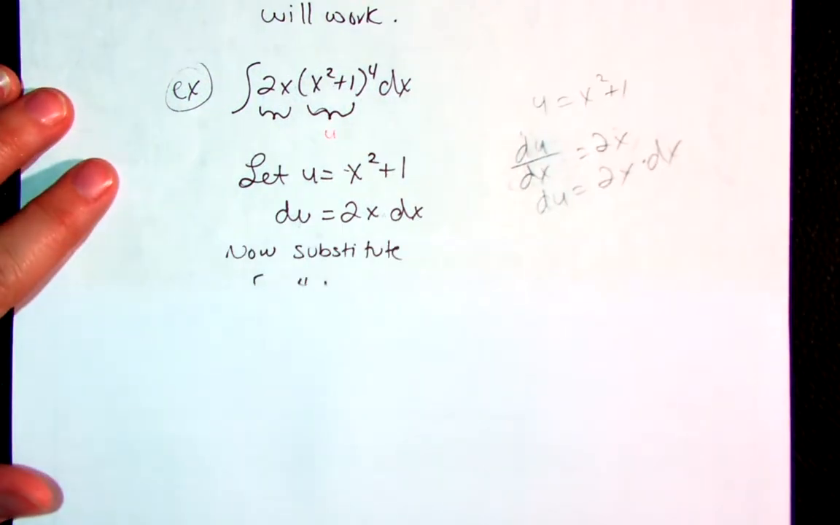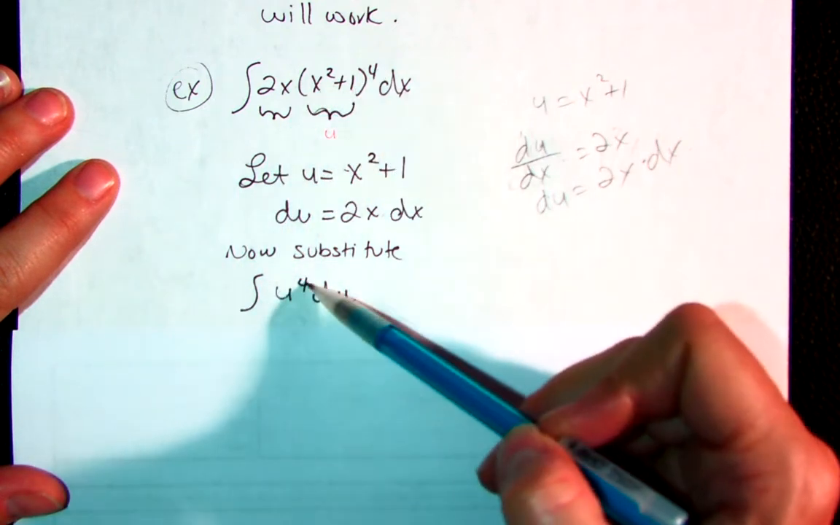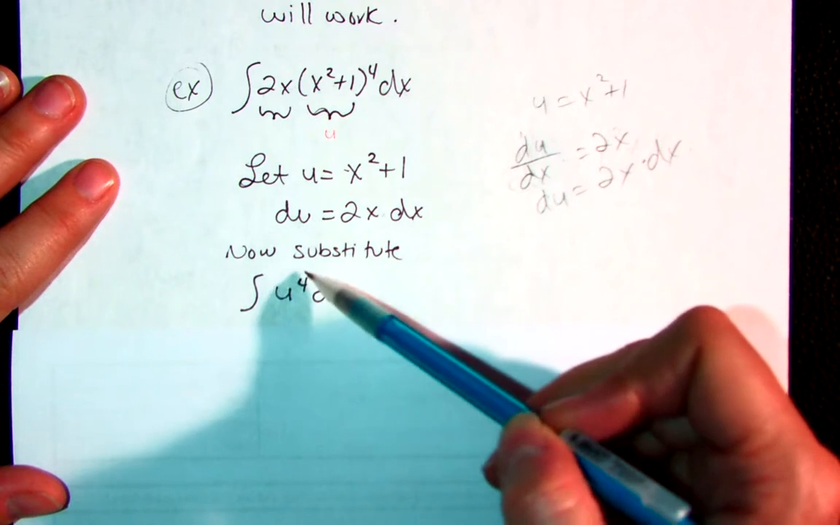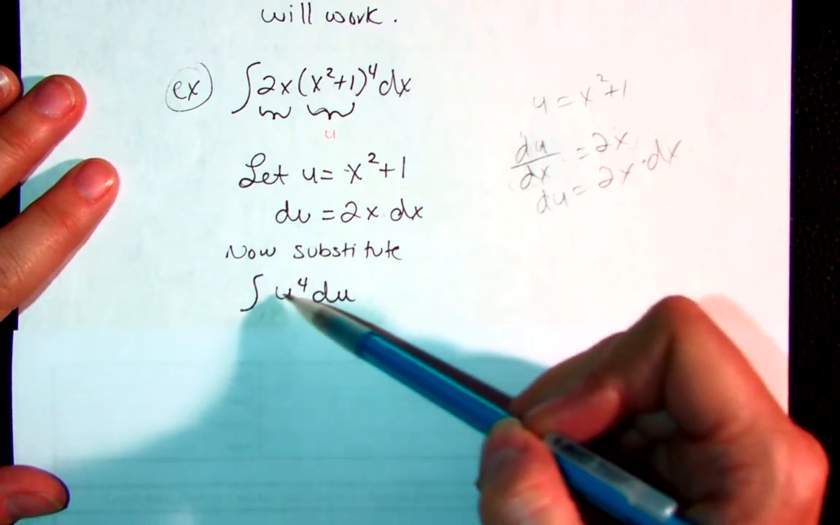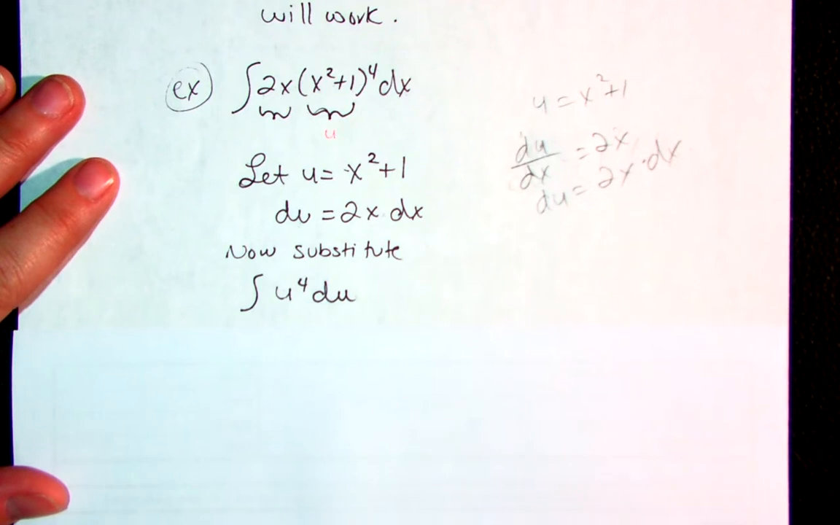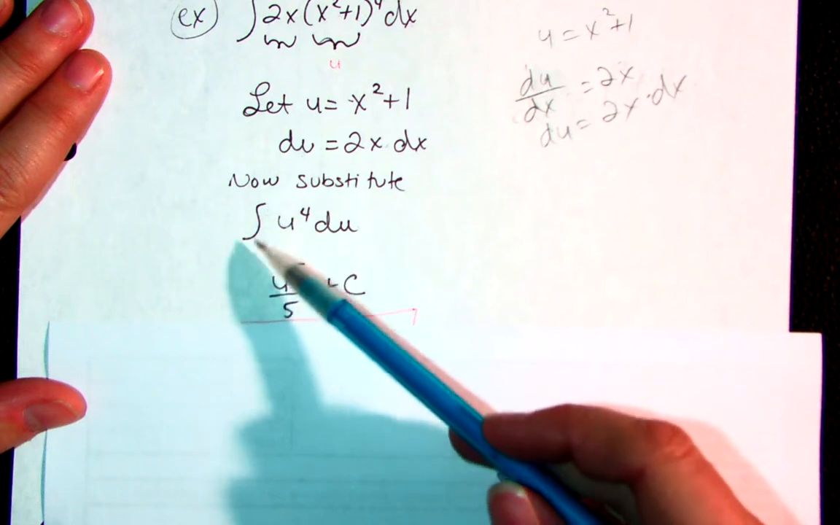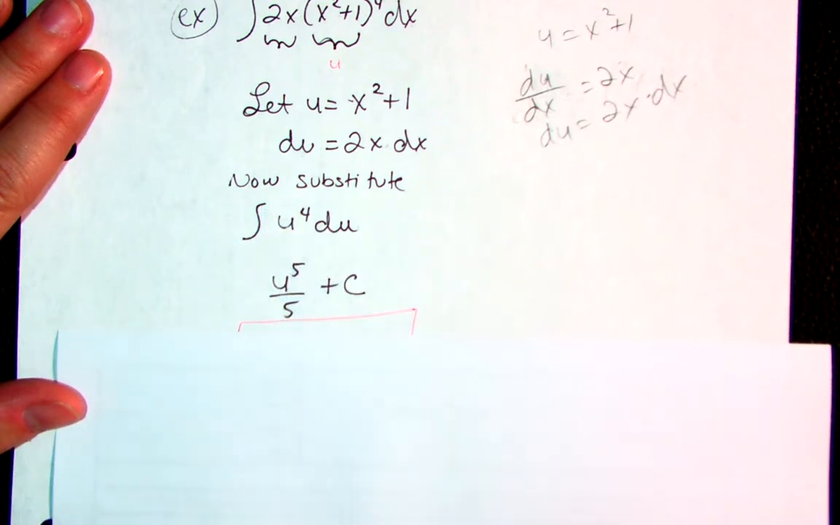Watch me replace this. So this is u to the 4th. This 2x dx gets replaced with du. Now I can integrate this. It's with respect to u, which means everything has to have a u here. And then I would proceed to integrate. It's u to the 5th power over 5. Because this is an indefinite integral, I have no upper and lower bounds. I must put my plus c.